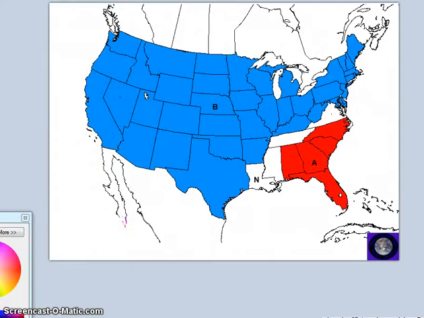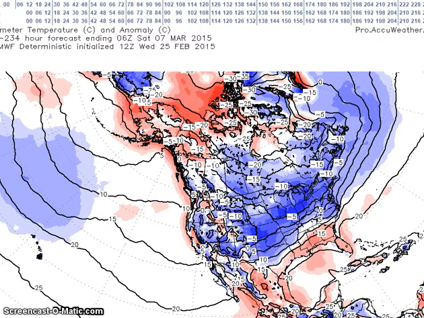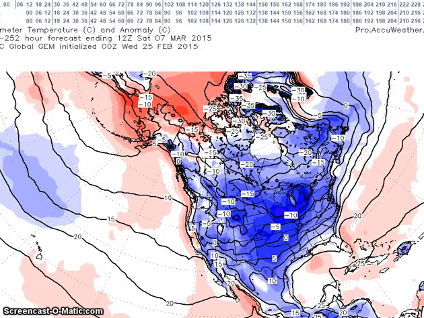During this time frame, I'm expecting below normal temperatures across much of the nation, above normal temperatures for the southeast. So during this period, I'm forecasting temperature anomalies mostly about 5 to 10 degrees below normal across much of the nation, except for down here.